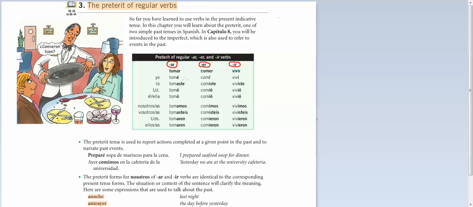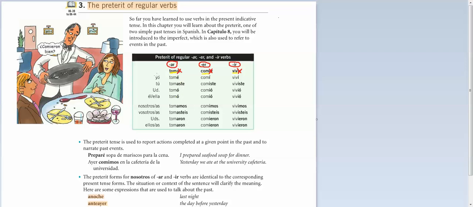If you want to take it from being take to took, I took, you took, we took, etc., you're going to do the same thing that you did in the present tense. You're going to get rid of your ending. That would be your AR ending, your ER ending, or your IR ending. And you're going to keep your stem, which is everything in front of your ending. So for tomar, that's tom. For comer, that's com. For vivir, that's viv. And then you're going to add the following endings.